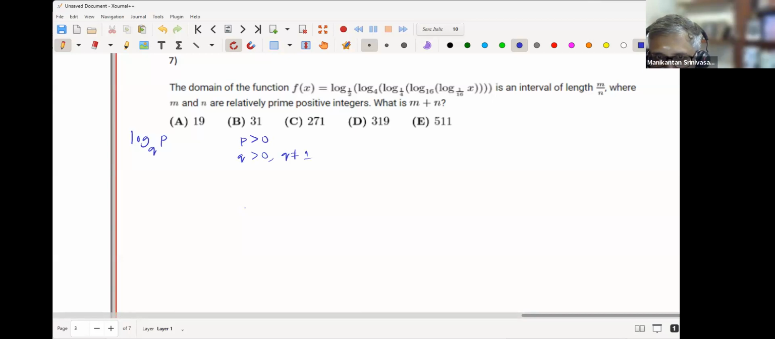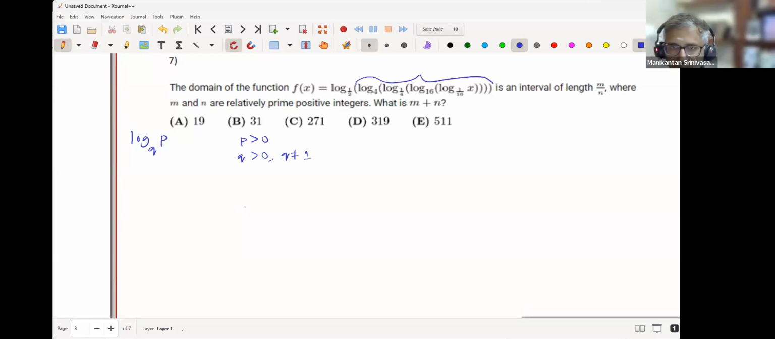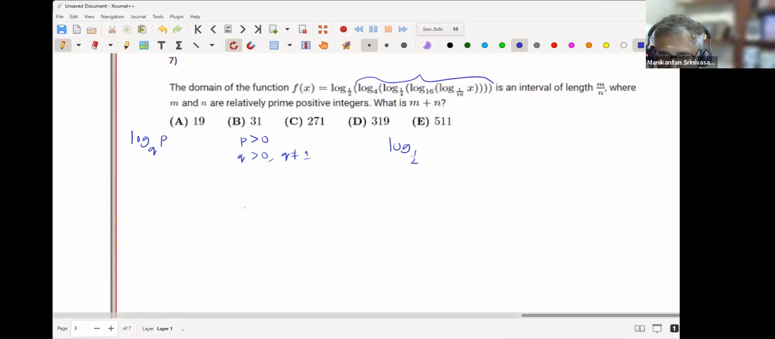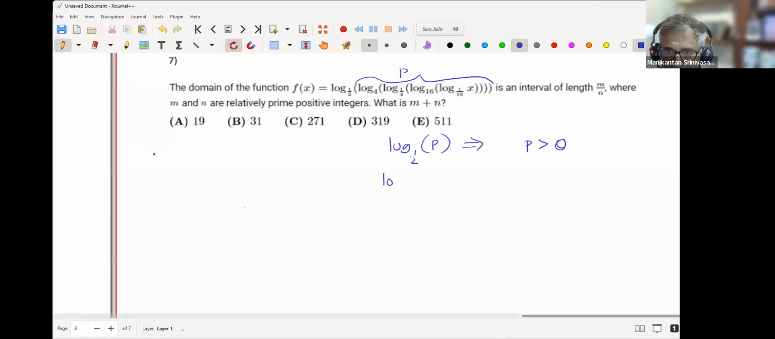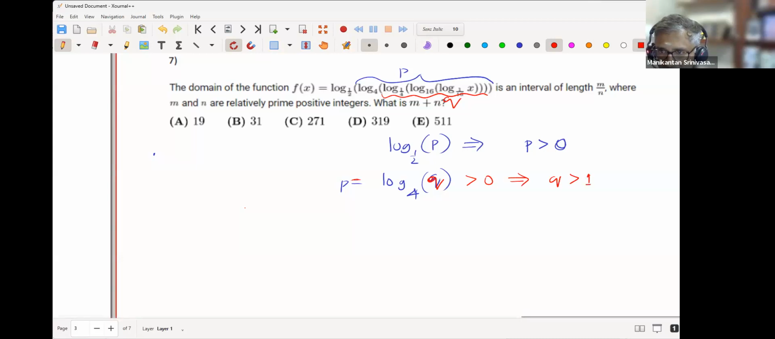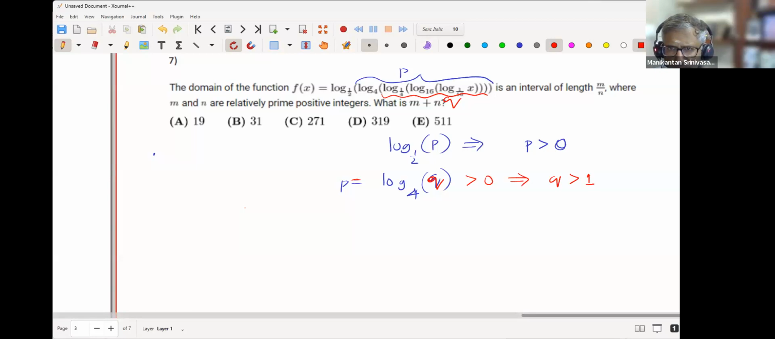Okay, so let's start from here. So this quantity here, let me write it as log of P to the base half. This entire quantity is P. So for this to exist, P better be greater than 0. That's the main restriction that I have. Okay, so what is that P? That P is log of some quantity Q to the base 4. So this is Q. If we want this P to be greater than 0 from the previous step, that means Q must be greater than 4 power 0, which means Q must be greater than 1.